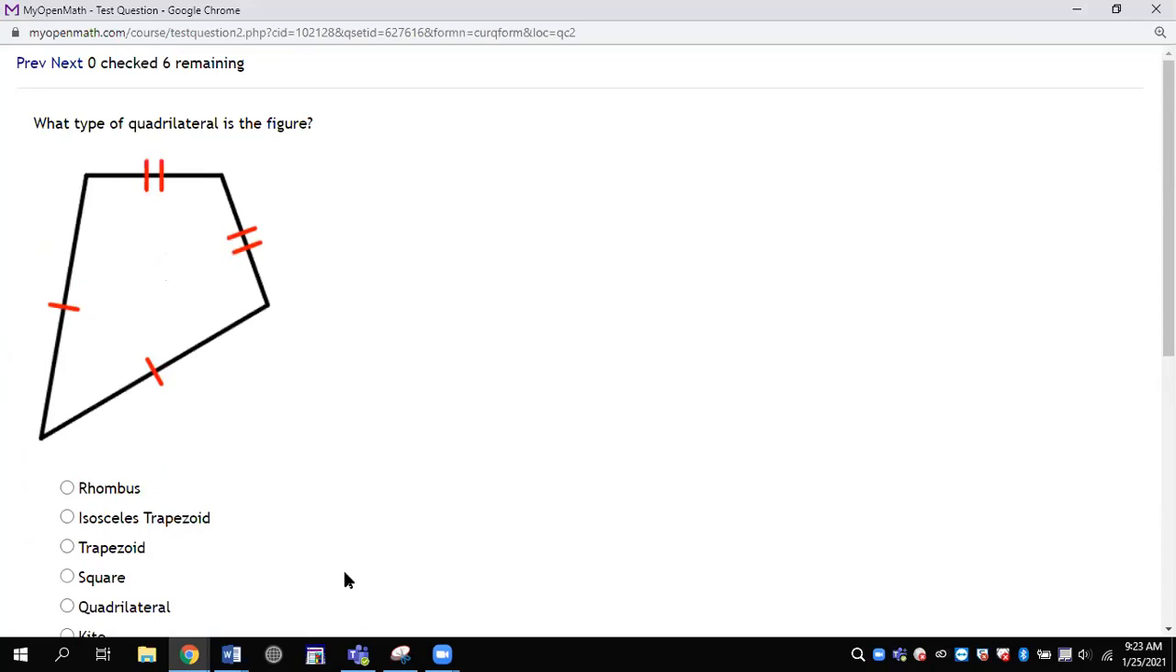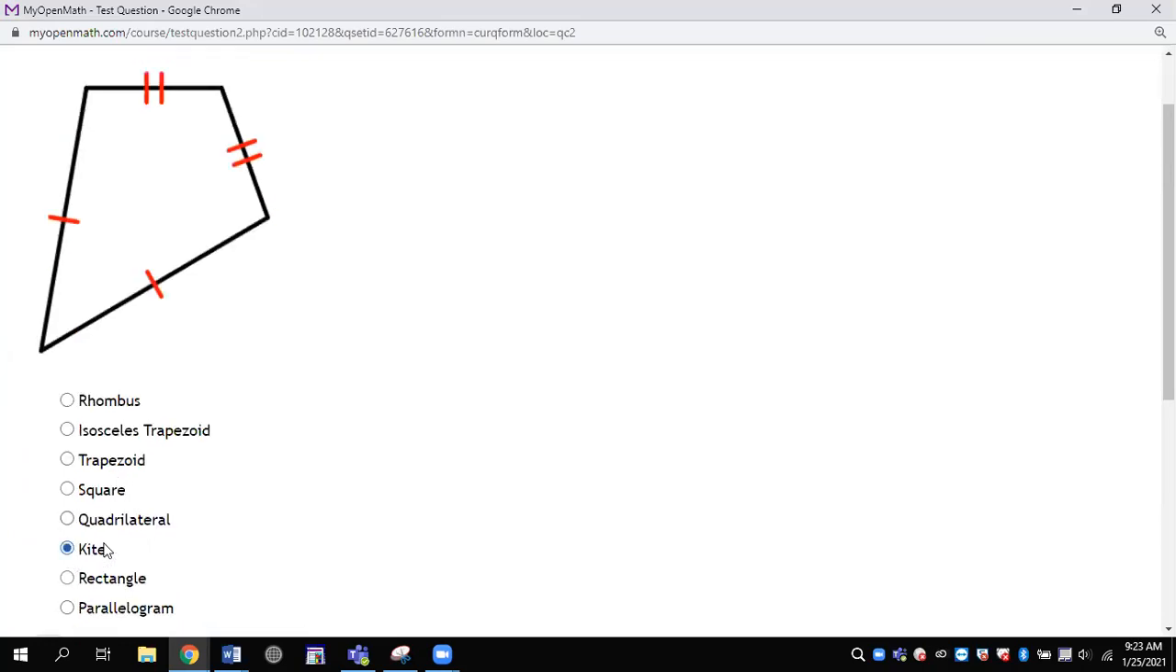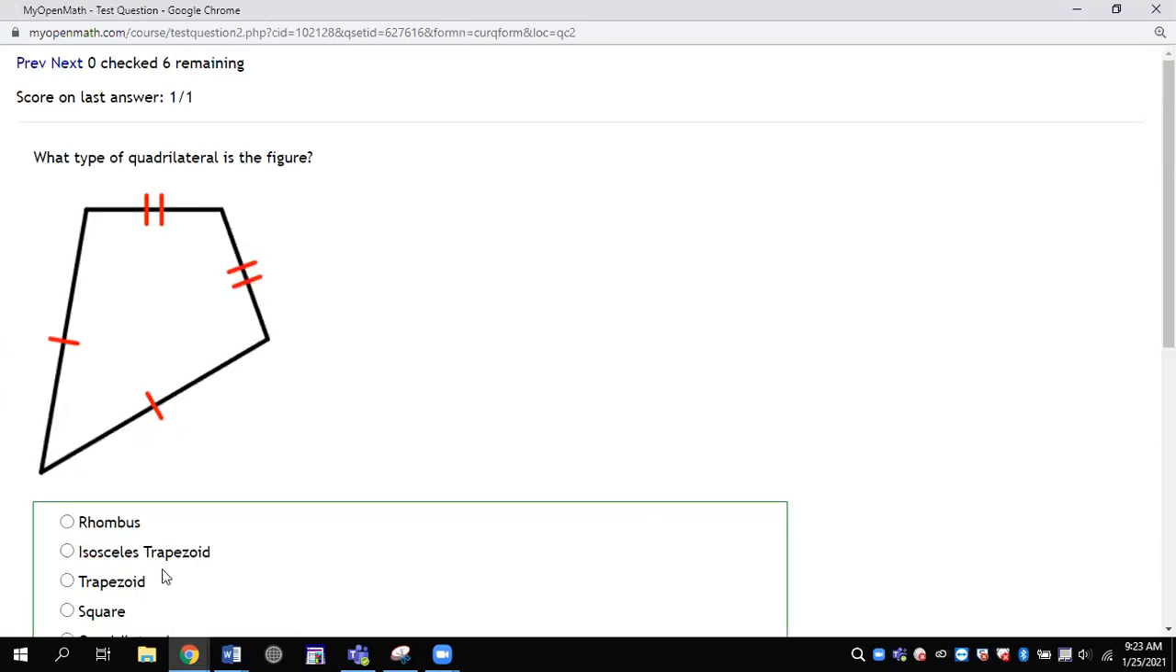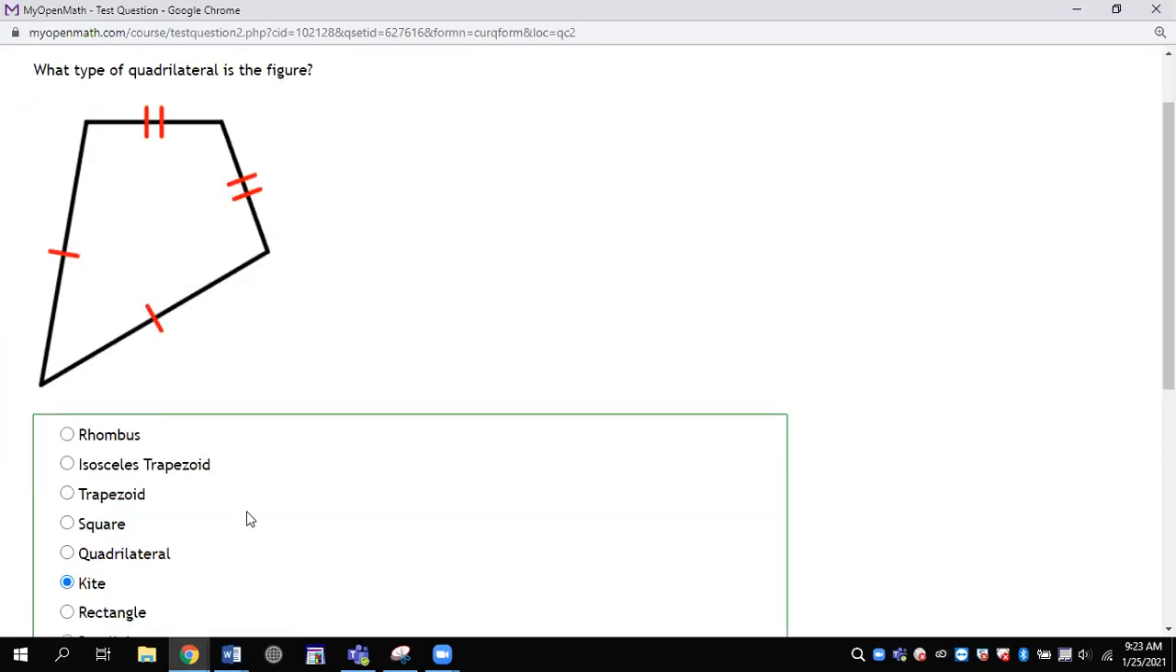Is that a kite? Nice. That's a kite. Top and bottom. I mean, the two tops and the two bottoms are equal length. That one is a kite. Are we good there for those two? Let's try another one.